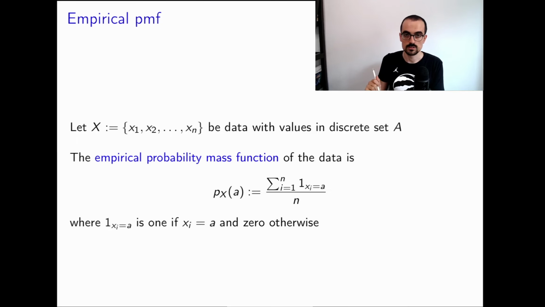Now the empirical mass function is essentially equal to the empirical probability that these data points are equal to each of these values. So the empirical mass function at a equals 1 would be: count how many data points are equal to 1, divide by n. Okay, end of story. So we're just using empirical probabilities. Extremely simple, but used all over the place.